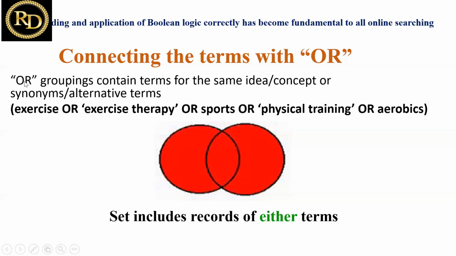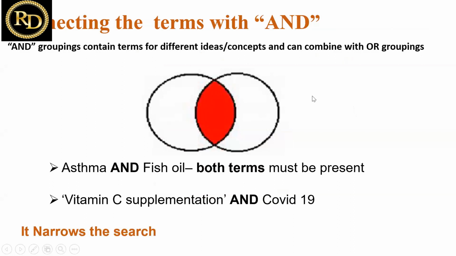So in this way, we have to prepare one concept using the or Boolean operator and complete the search for one concept, which may be population, problem, etc. Now the second Boolean logic is and. And grouping contains terms for different ideas or concepts and can combine with or groupings. So once I have completed the search for one concept and combined the terms with or, I then have to combine concept 1 with concept 2 with the and Boolean operator.